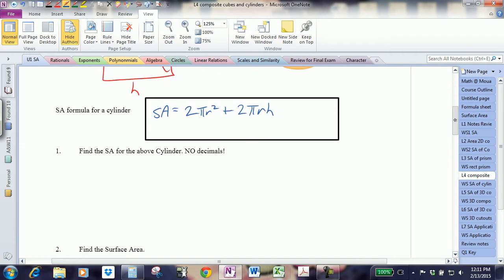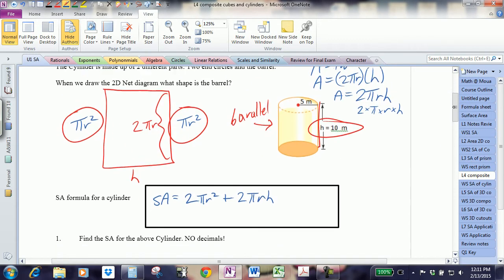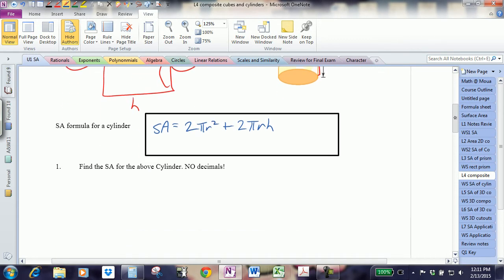Good. So for the cylinder up above, we have a radius of 5, a height of 10. I'll show you how we do this. SA equals, start by writing that. 2 times pi times r squared plus 2 pi rh. How many times do you think I've found the surface area of a cylinder? Any ideas?